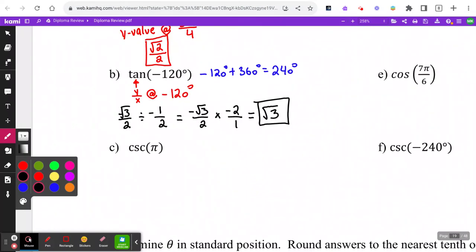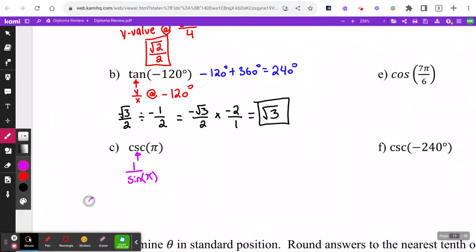Cosecant? What is cosecant? Cosecant is 1 over sine. Perfect. So what we did was we would find sine and then flip the fraction. And that'll give you cosecant.